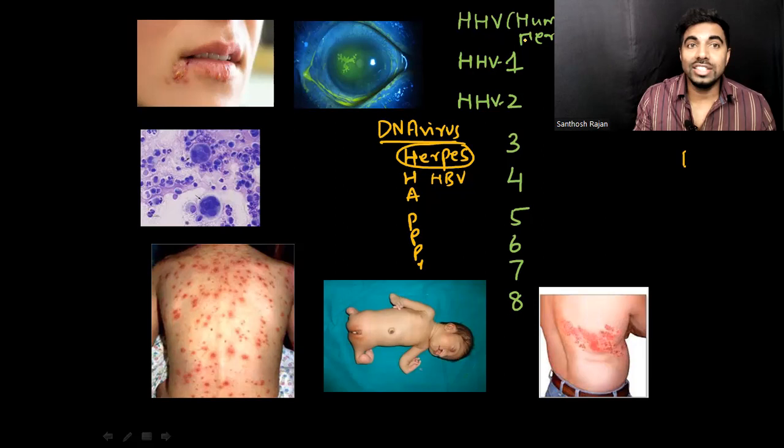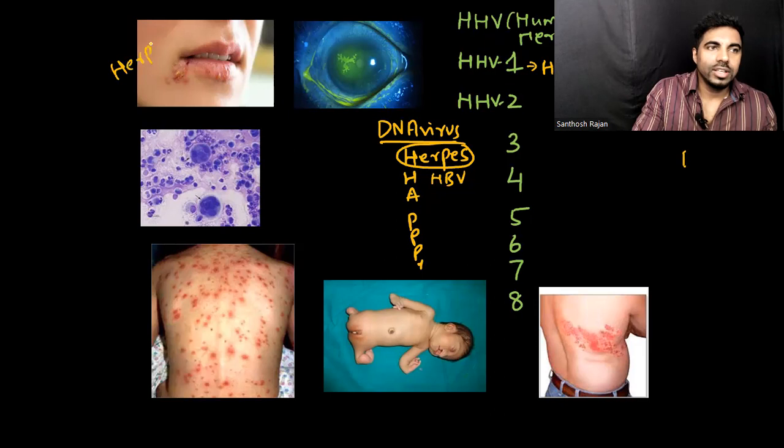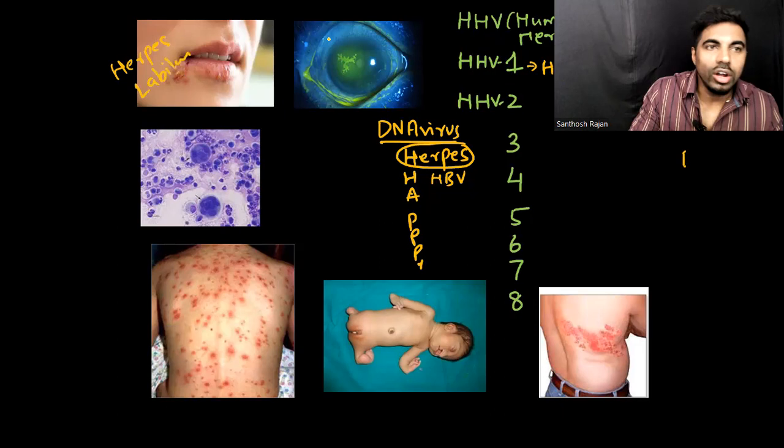They can ask which one is human herpes virus 1. HHV1 is basically herpes simplex virus 1, HSV-1. What disease does HSV-1 cause? You see this picture and tell me what this causes. This is herpes labialis, right? Herpes labialis, the vesicles on your mouth. And this is your dendritic ulcer.